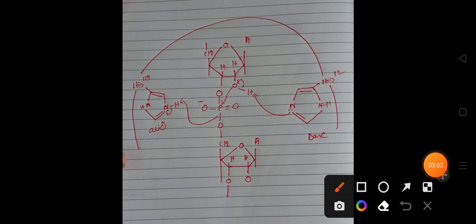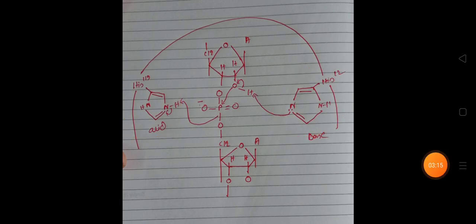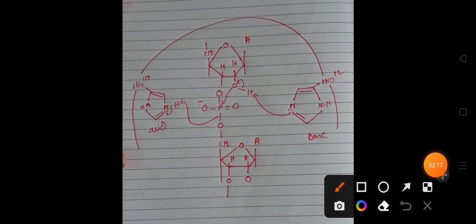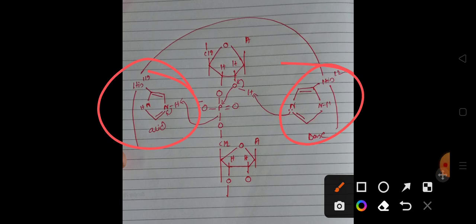Now here in RNase, two histidines take part: one histidine at the 12th position, another at the 119th position. In the first round of the reaction, histidine 12 acts as a base and histidine 119 acts as an acid. In the second part of the reaction, histidine 12 acts as an acid and histidine 119 acts as a base. That means there is an interchange of roles between histidine 12 and histidine 119.